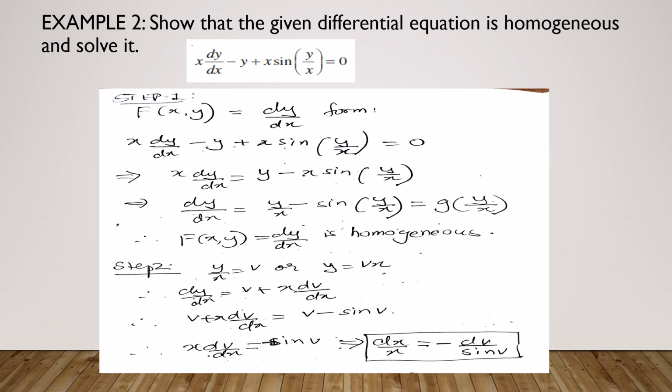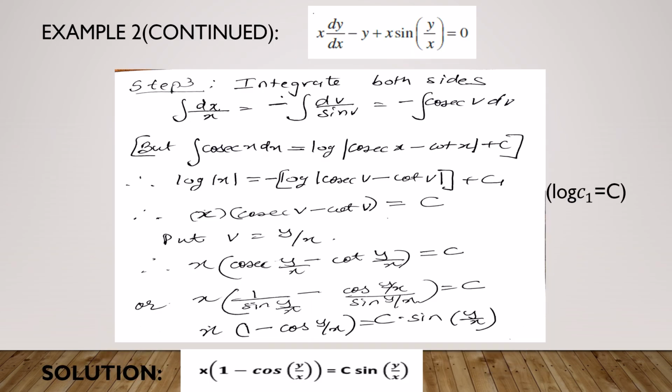Now second step is same thing as I told in all the examples. You just need to take y by x as some variable v. So y is equal to vx. So you will be getting v plus x into dv by dx is equal to dy by dx. Now just equate both dy by dx and bring the terms having x on one side and v on another side. So what you are getting is dx by x is equal to minus dv upon sine v. Now see, we bring the terms of x on one side and v on another side.